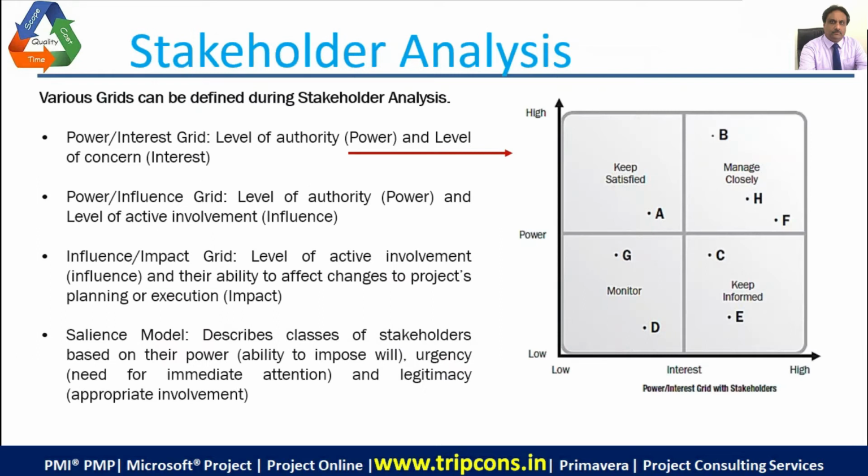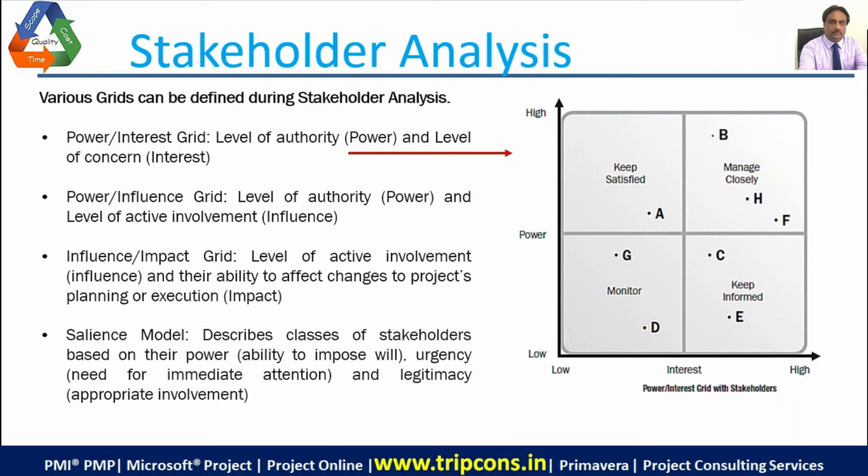This is one of the analyses. It is called a power interest grid. The power is plotted on the y-axis, on a scale of 0 to 100. The 100 is called the high, and there is a quadrant basically formed out of the interaction of these. So it looks like this.